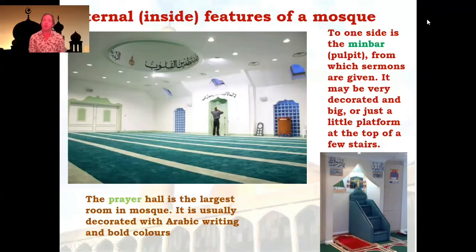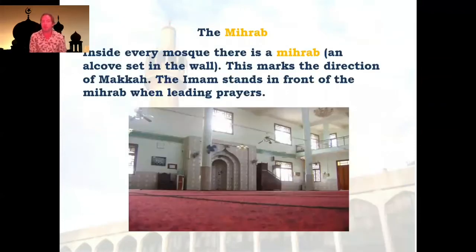On one side is the minbar, and this is where sermons are given. Usually that's nicely decorated as well, and it's just a platform or like a little chair on top of some stairs. The mihrab is important because it shows the direction of Mecca. It's usually just an alcove in the wall, and it's where the imam leads the prayers. And everybody's facing that way, because Muslims always pray facing Mecca.